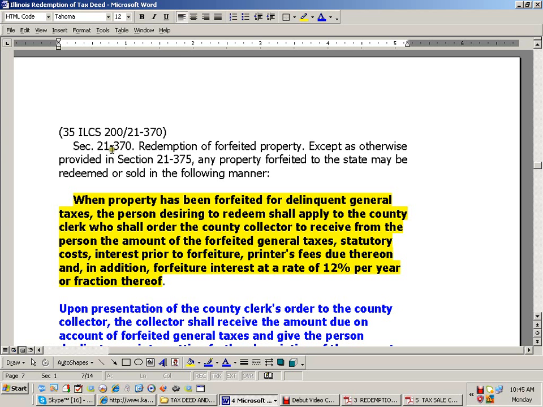This is 21370, Redemption. When property has been forfeited for delinquent general taxes, the person desiring to redeem shall apply to the county clerk, who shall order the county collector to receive from the person the amount of the forfeited general taxes, statutory cost, interest prior to forfeiture, printer's fees due thereon, and in addition forfeiture interest at a rate of 12% per year or a fraction thereof. So when you apply to the county clerk, they will order the county collector to receive from you the amount that is going to show on the paperwork.